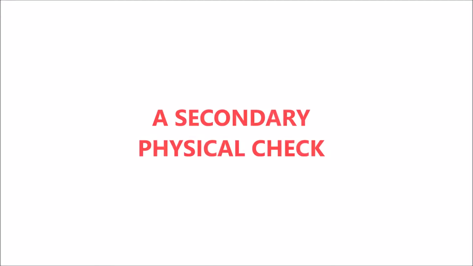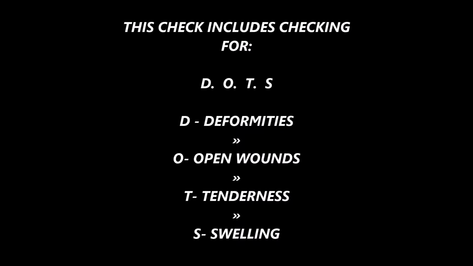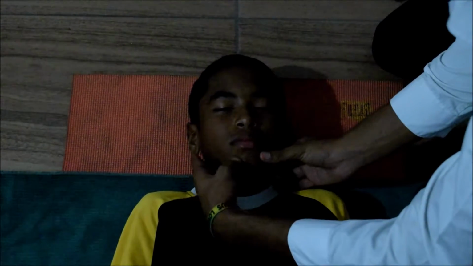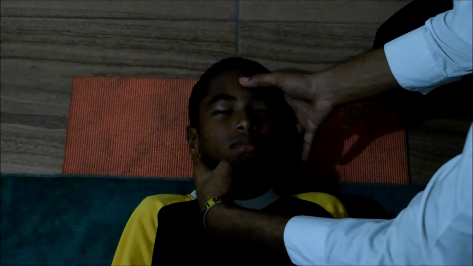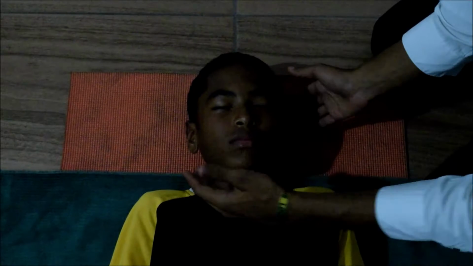A secondary physical check. A secondary physical check is a process of checking the victim's body and gathering information about the victim's condition. Look for signs or symptoms for victims with injuries. Look and feel for abnormalities. That is, deformities, open wounds, tenderness, and swelling. The reason this is done is to assist the EMS when they arrive.